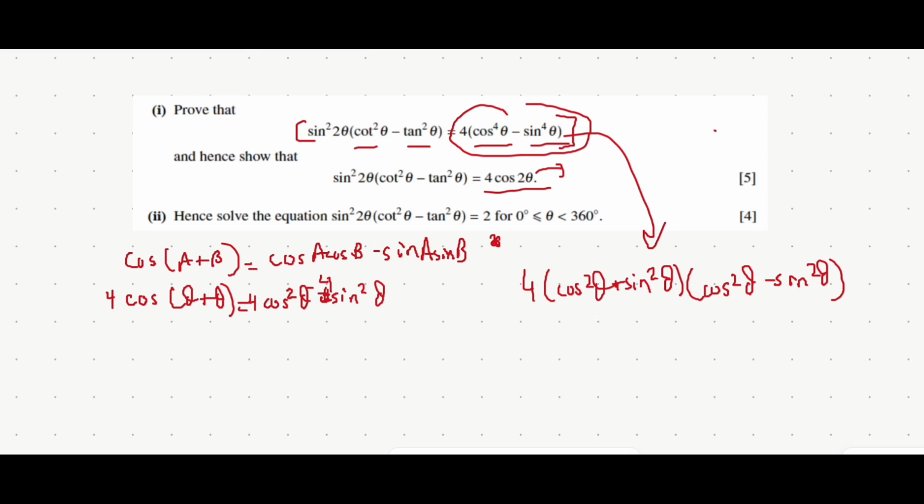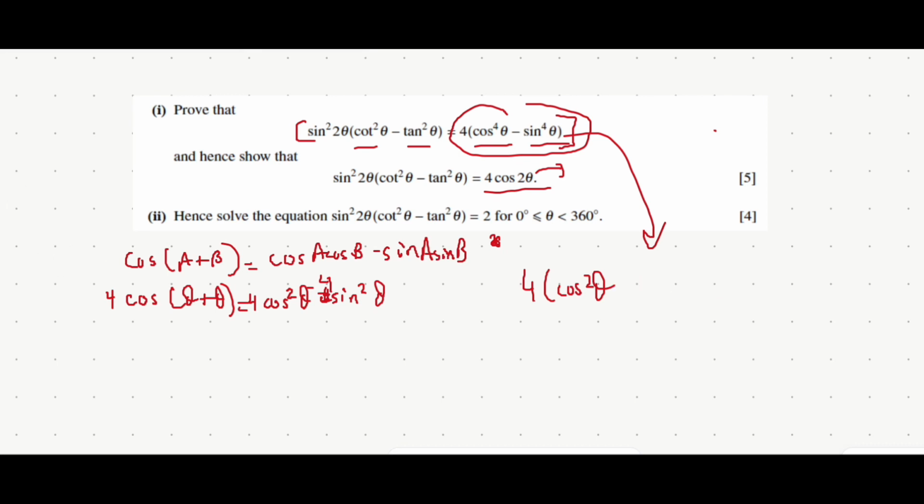Yeah, because the difference of two squares works here. Now cos squared plus sine squared is just equal to 1. 4 times 1 times cos squared minus sine squared gives you 4 times cos squared theta minus sine squared theta, which then equals 4 cos 2 theta. So yeah, the key there was using the difference of two squares.